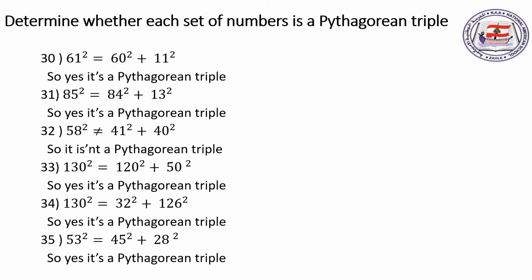In example 3, we need to determine whether each set of numbers is a Pythagorean triplet. Any three sides forming a right triangle are called a Pythagorean triplet. So in this question, we also need to determine whether we can use the converse of the Pythagorean theorem to deduce that the triangle is right. In number 30, since 61 squared is equal to 60 squared plus 11 squared, the three sides represent a Pythagorean triplet.